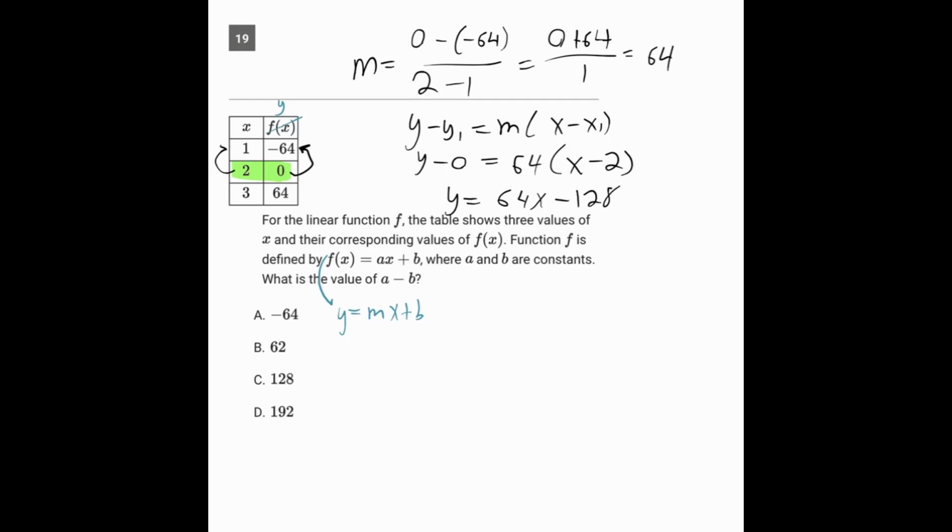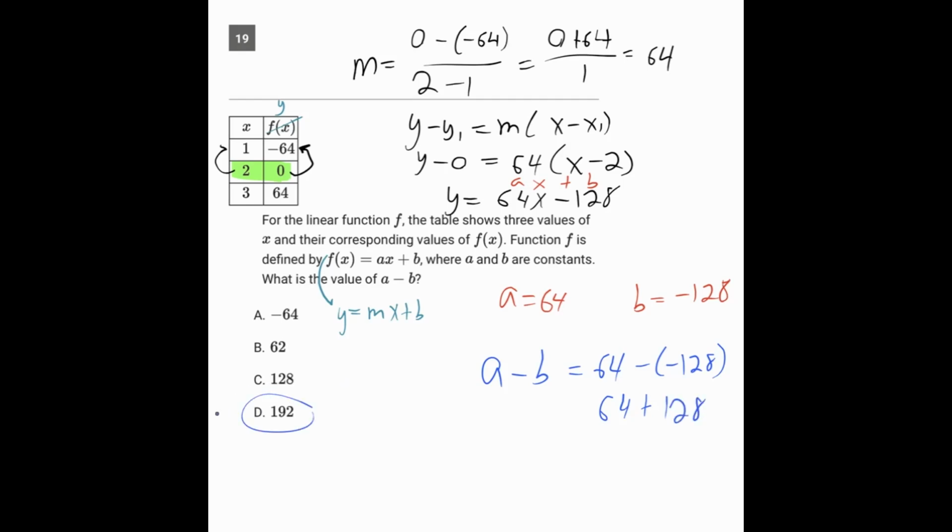So now that is our ax plus b. And we now know that a is 64 and b is negative 128. So a minus b is 64 minus negative 128. So 64 plus 128, and that's 192, which is D.